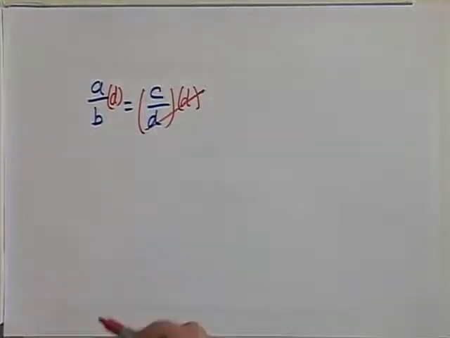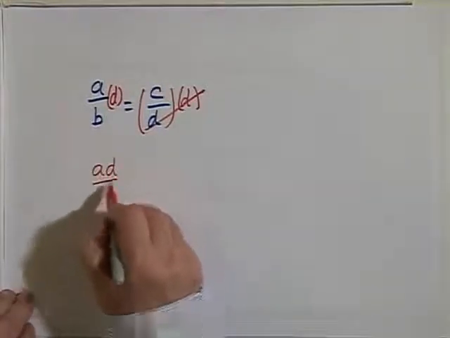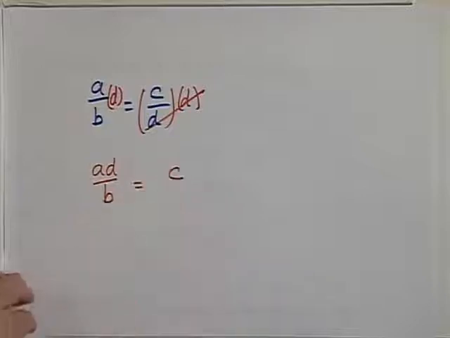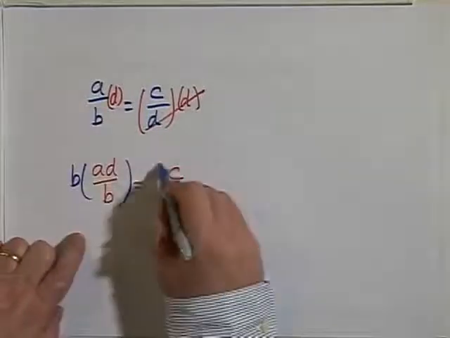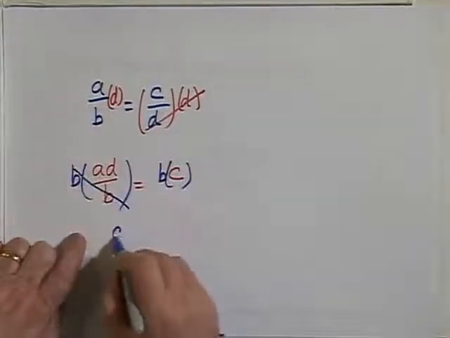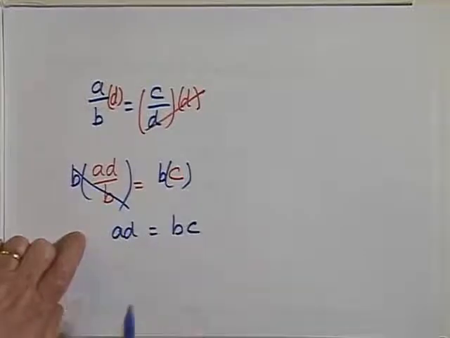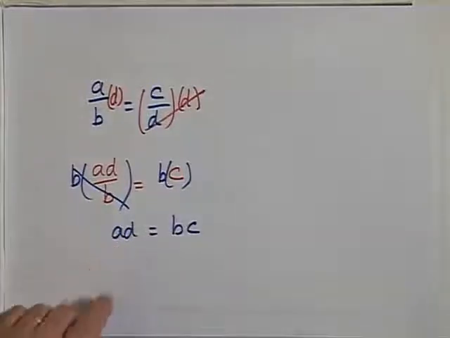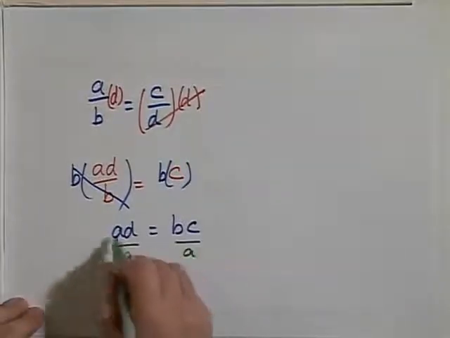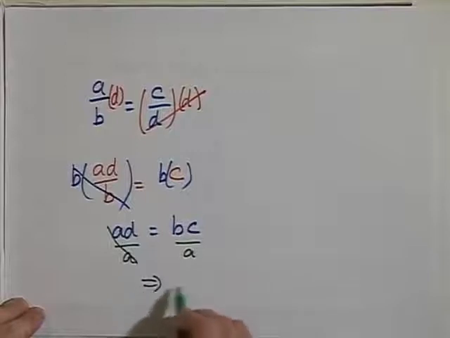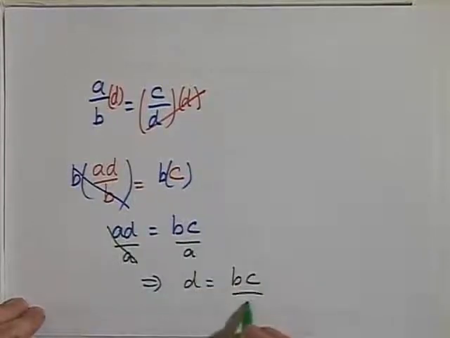So where would it be at that stage? Then we'd have AD over B is C. It's not great, but it's better because D is on the left-hand side. Now I can slowly get rid of these things. The B I don't like, so I'm going to multiply by B. So I get AD is BC. Now the A. I think I'm going to divide by A. Looks like I've got D is equal to BC over A.